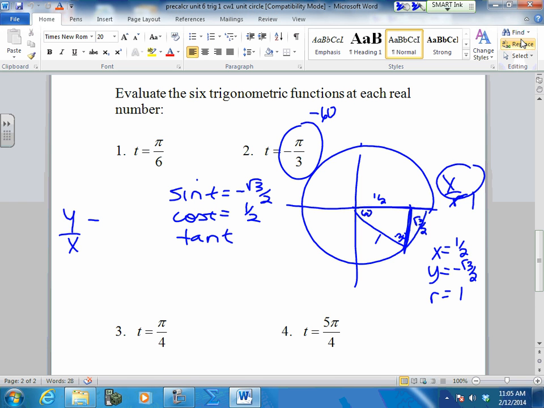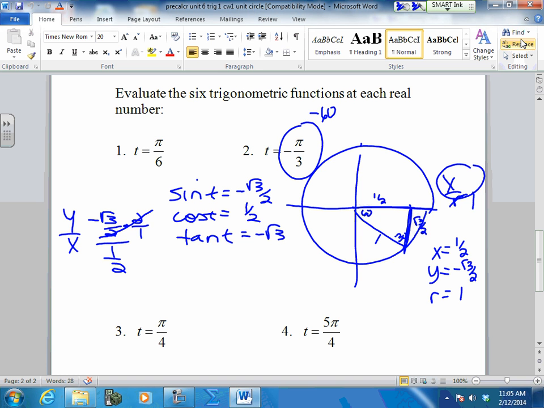Take my y over my x. Don't panic. We just flip it over. What happens to the 2's? Cancel out. So what's my tangent of this guy? Negative radical 3.